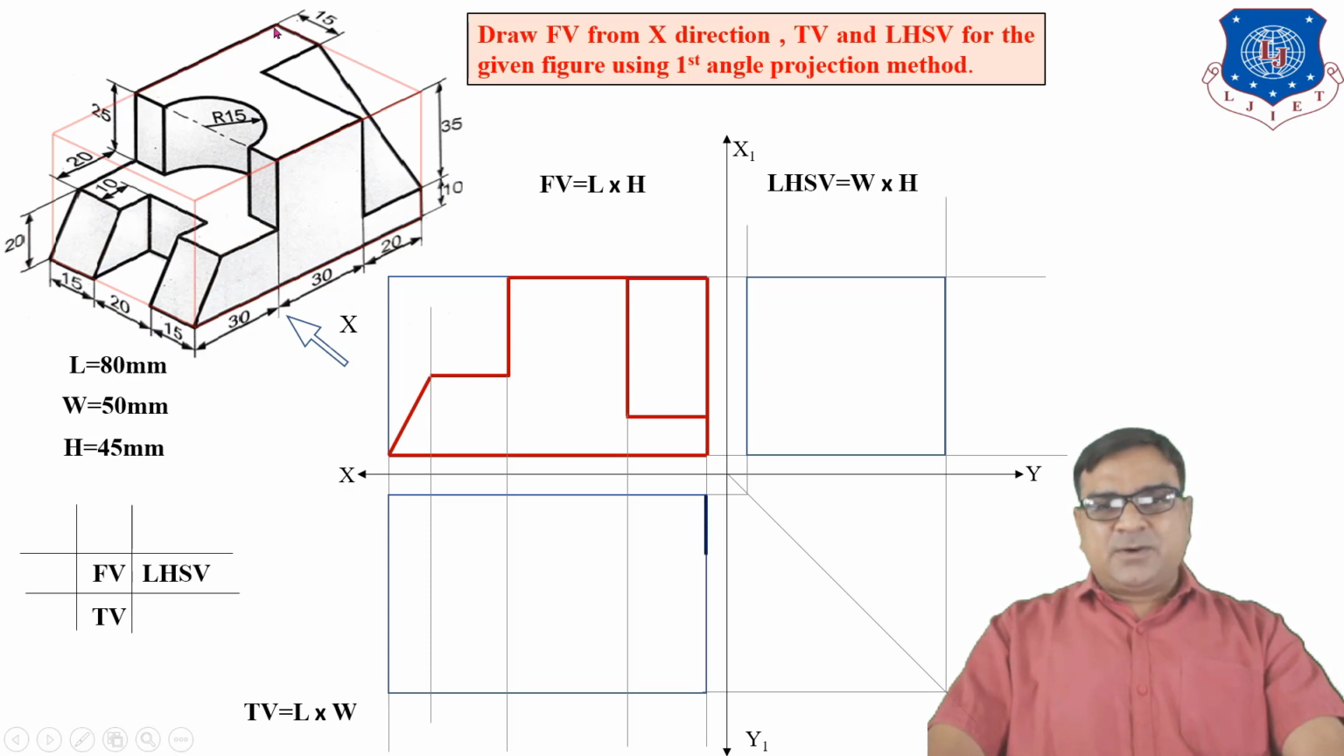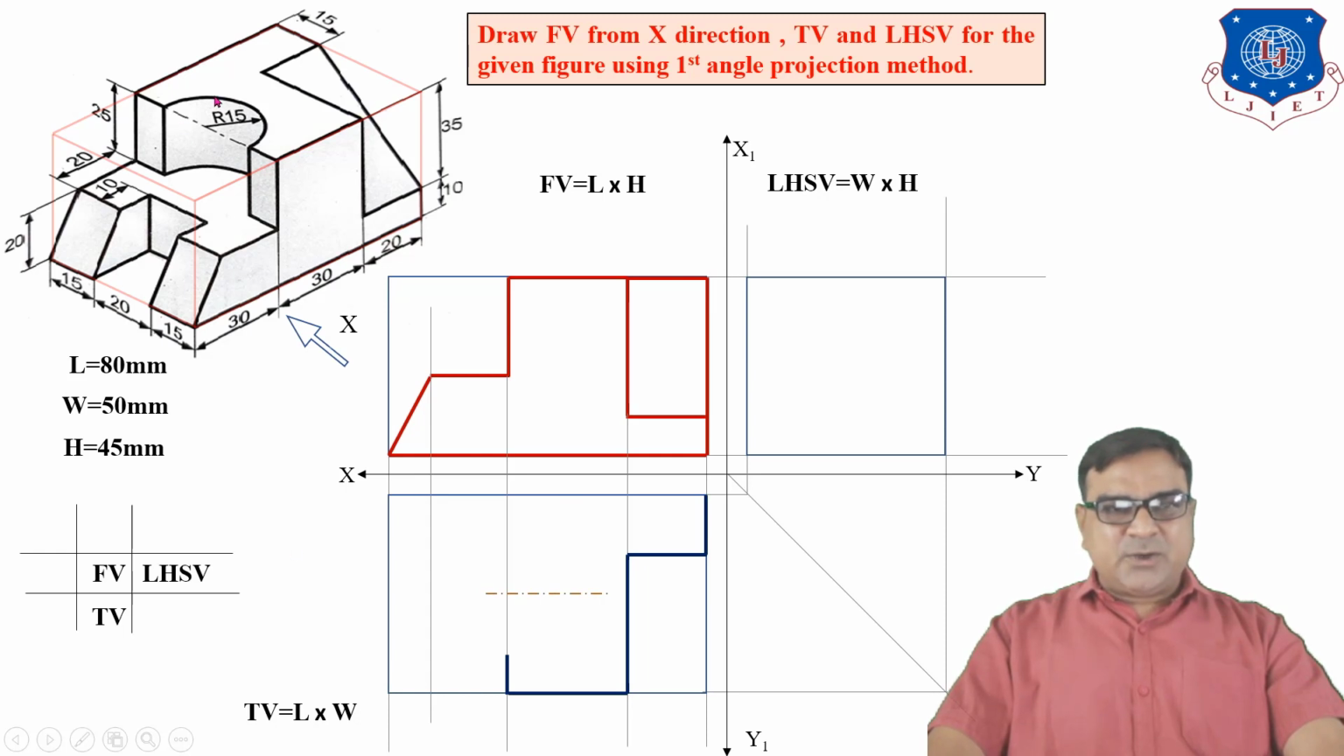Now you can start your top view from this corner. So when you're looking from top, the top view of this line is this. What is the top view of this line? Top view of this surface or this line. This line is actually perpendicular to HP, so the top view of this line is only a point. The top view of this plane is a vertical line.